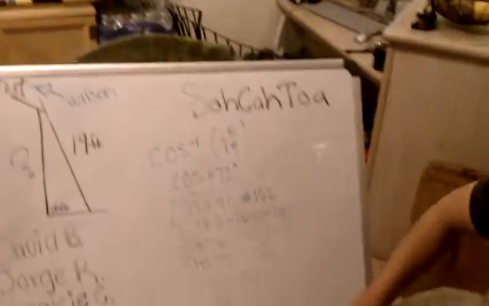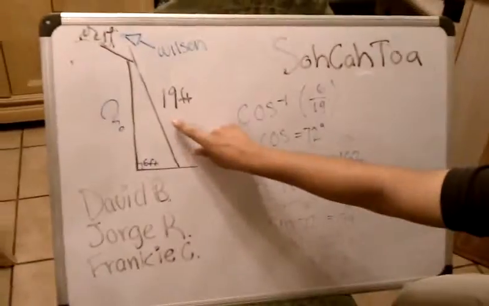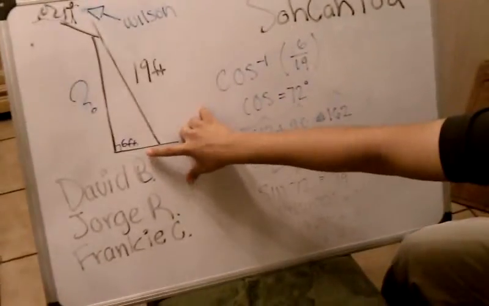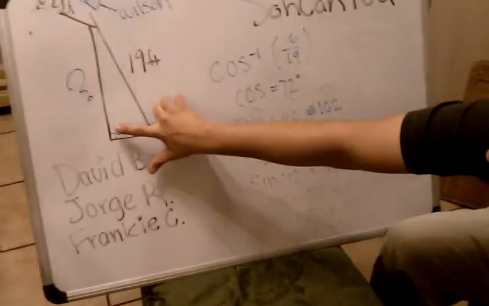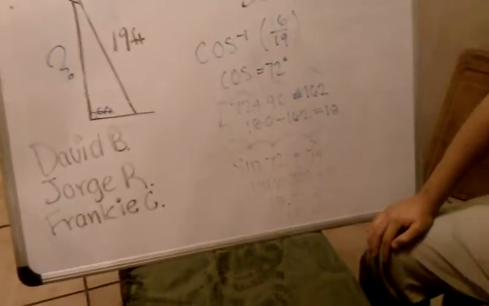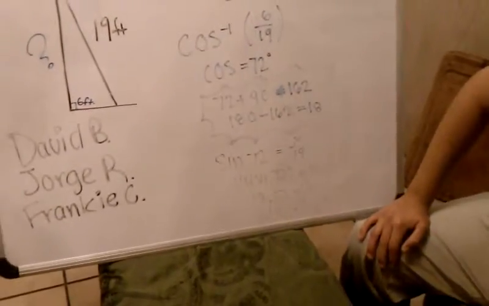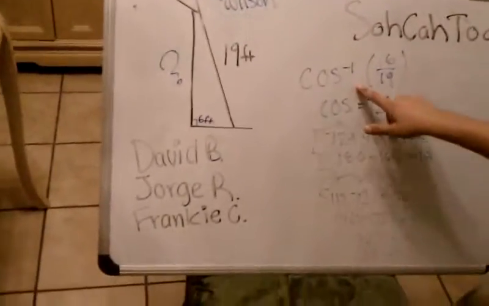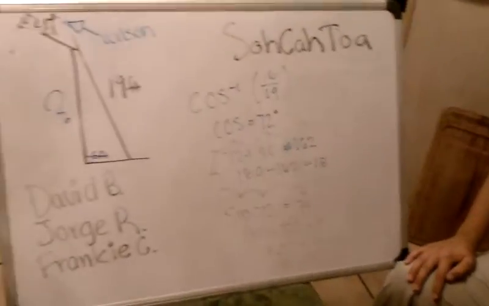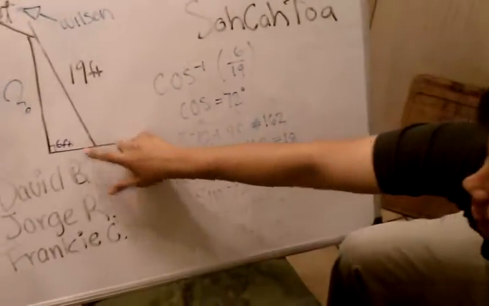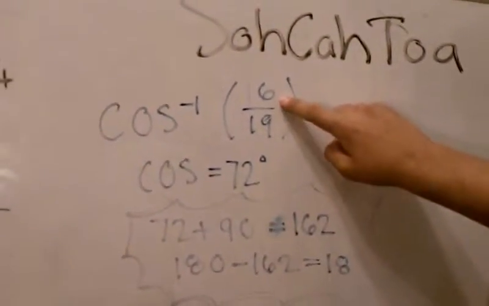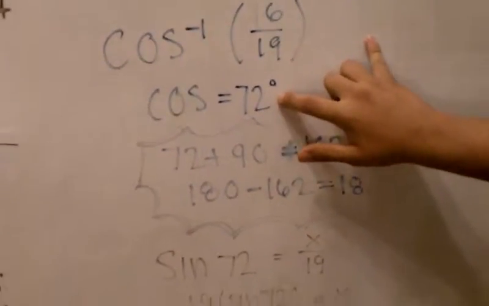A little. Okay. So since we've got the hypotenuse, which is 19, and the base, which is 6, and we know that this is a right triangle, which is 90 degrees, with these measurements we could find any angle we want. So we use an arc cosine in order to get this angle, to be precise. And so we use arc cosine, and we put 6 over 19, and we get 72 degrees.